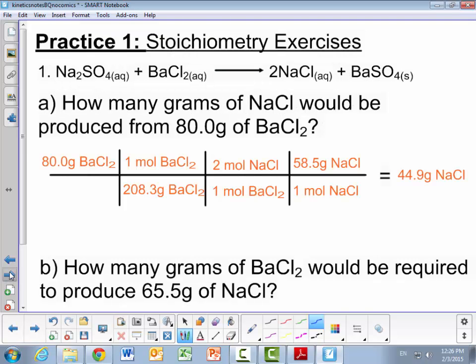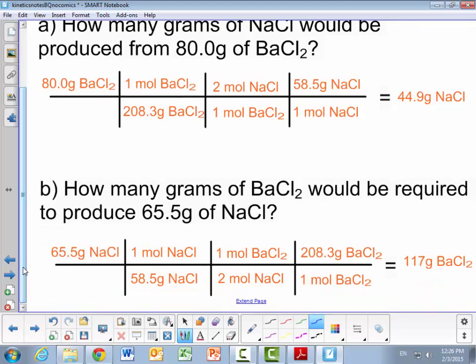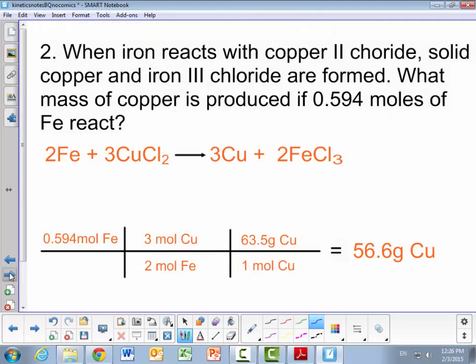So there's the answer to number 1A. You can also get these answers from the web page. There's the answer to 1B. And there's the answer to 2. For number 2, you had to first make a balanced chemical equation, which you should hopefully be able to do from Chem 11.